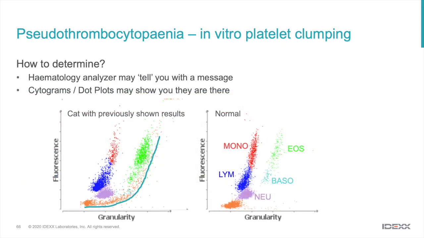No flagging system is 100% sensitive. However, you may get clues to the presence of platelet aggregates by looking at the cytograms from your analyzer. These are images from the ProCyte DX analyzer from IDEXX, and you can see the differences on the normal on the right and the abnormal on the left, where you have this curvilinear array of orange dots. Those are the platelet aggregates. And for further information, I'd recommend you go to that resource tab on your screen to get more information specifically about the IDEXX hematology solutions.